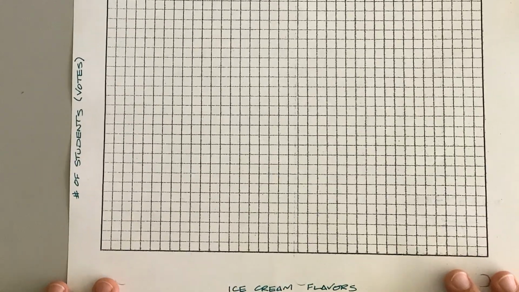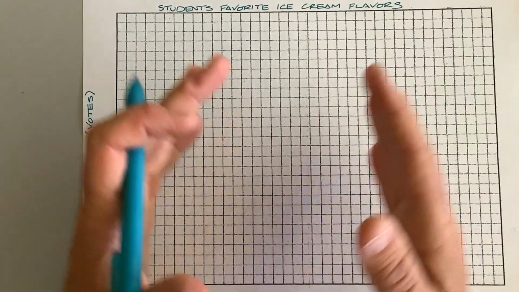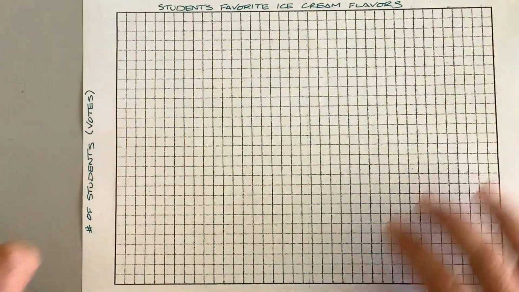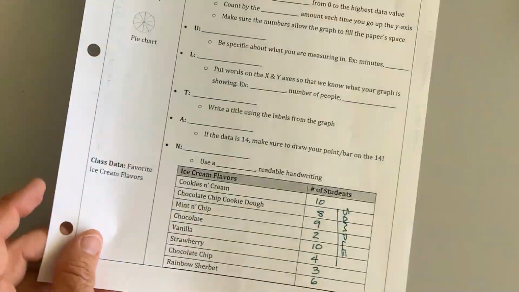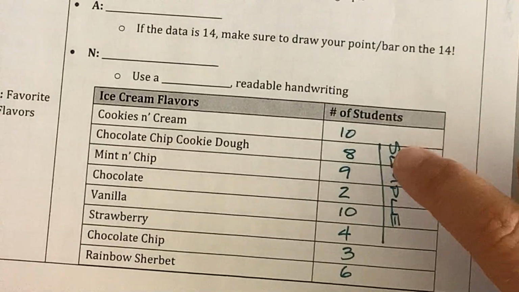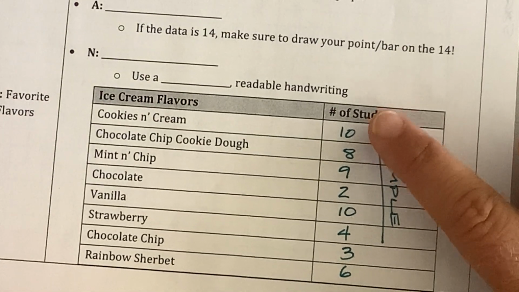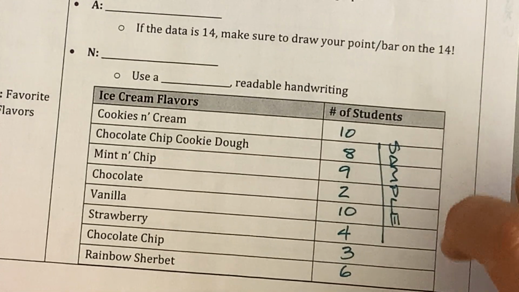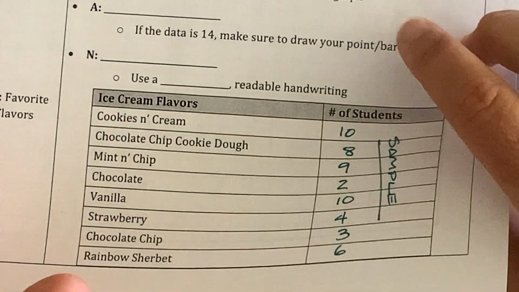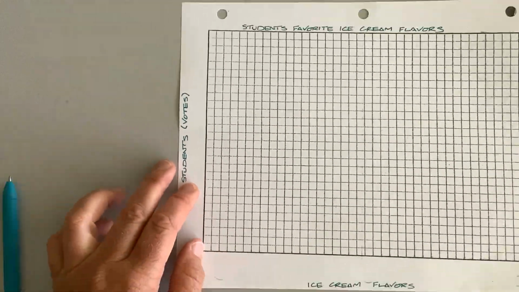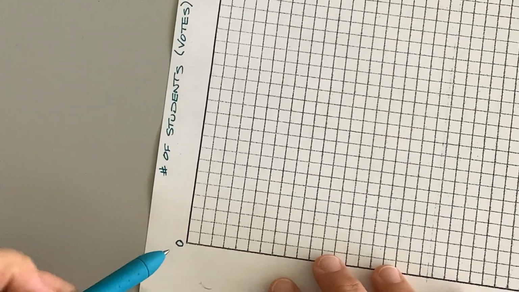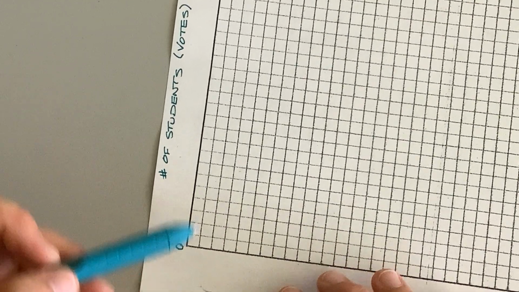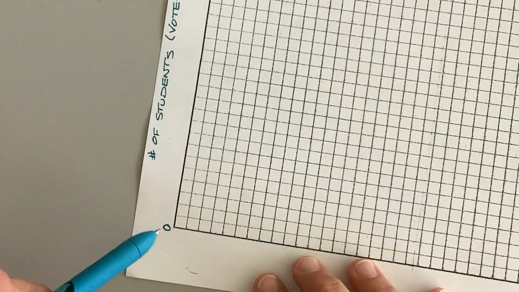All right, now to figure out the scale, meaning how I stretch this out to use the majority of the graph, I have to first figure out what our highest number of votes were. So for this sample, we have 10 for cookies and cream and 10 for vanilla. So that means that my graph has to reach up high to 10. Now let me show you something. We always start a graph at 0. And you see I'm writing in pen, by the way. You should be writing in pencil. I'm just doing it for the sake of this iPad being able to pick up my lines.